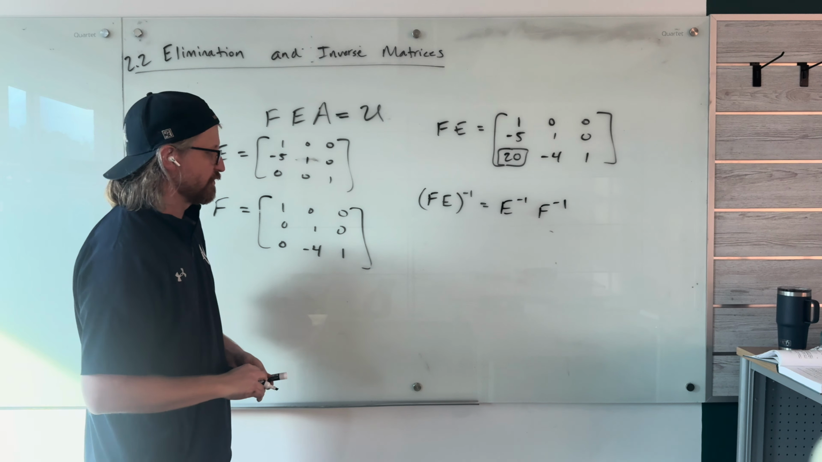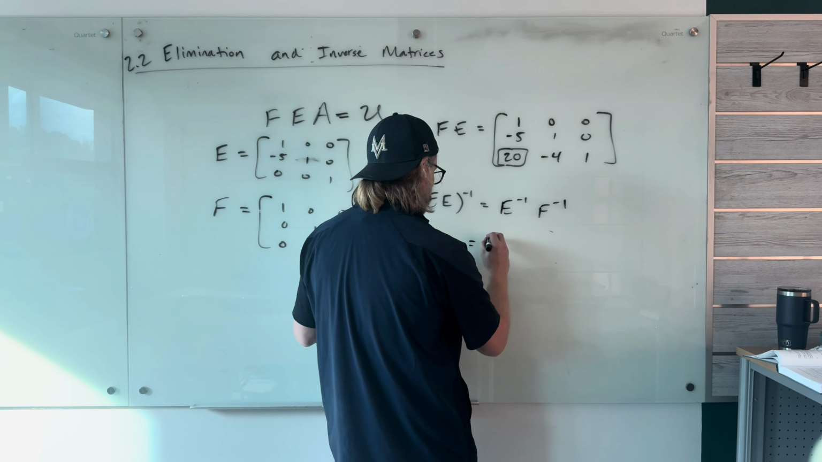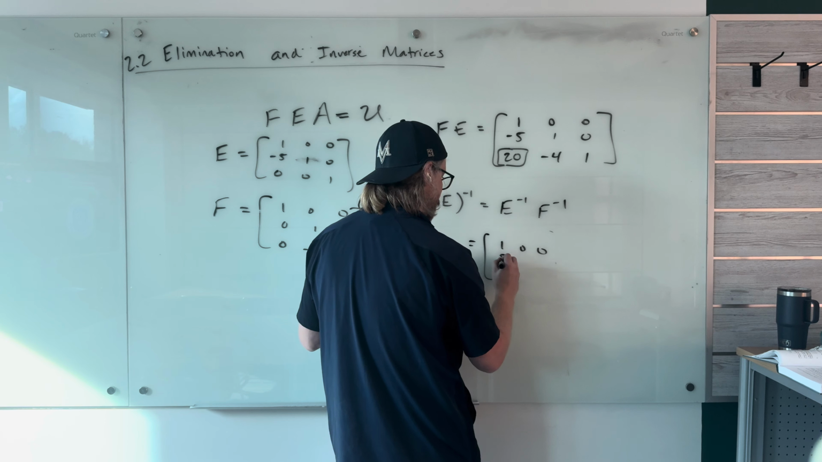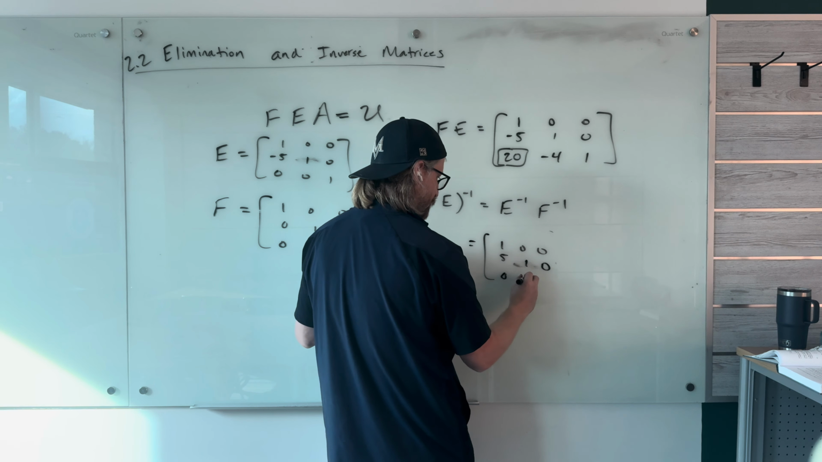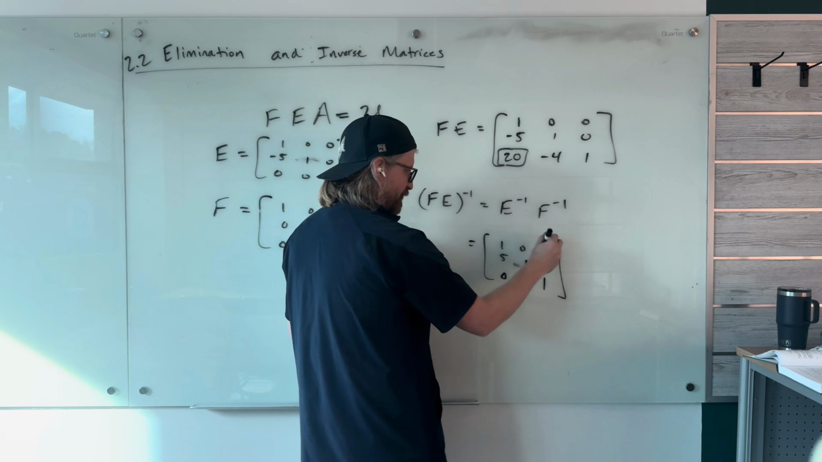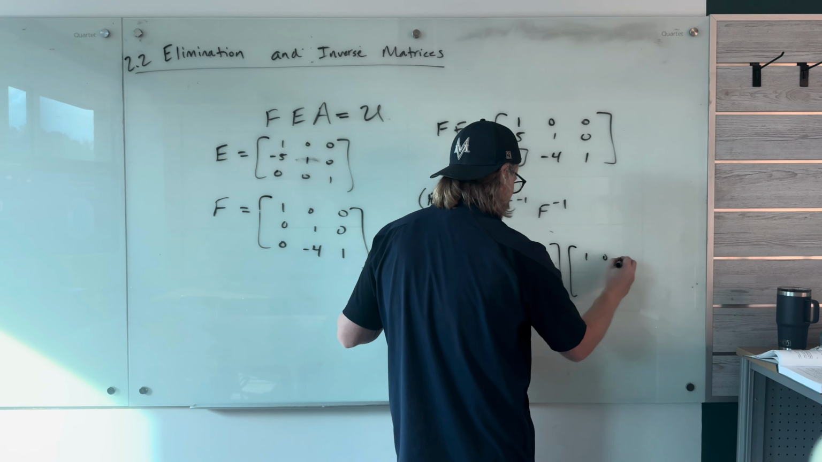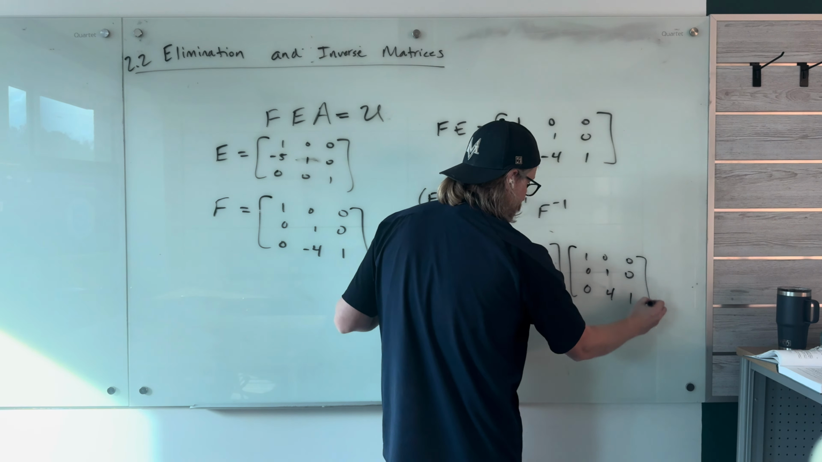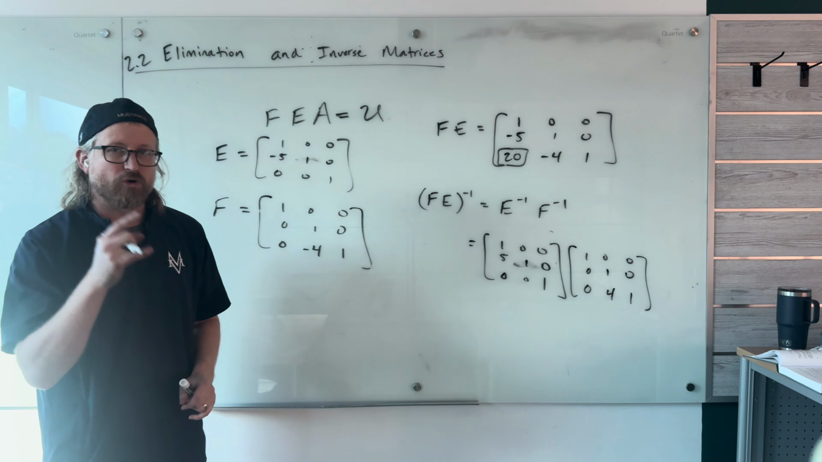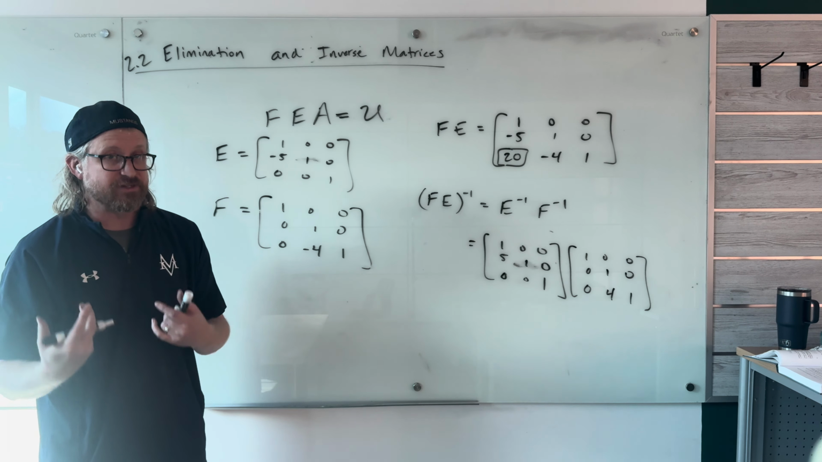E inverse, F inverse. Now, E inverse we had earlier. That was 1, 0, 0, 5, 1, 0, 0, 0, 1. And then F inverse was 1, 0, 0, 0, 1, 0, 0, 4, 1. Now, because the order was swapped, this is where it gets really interesting.